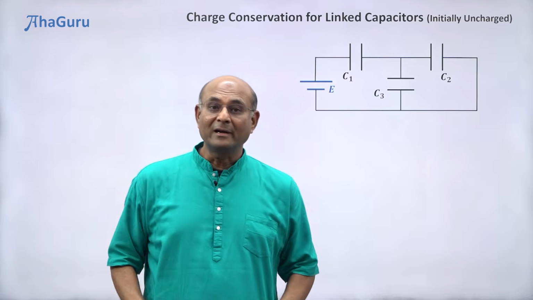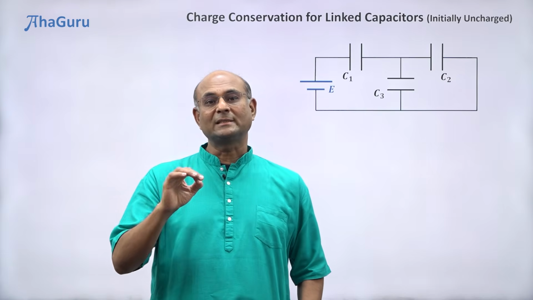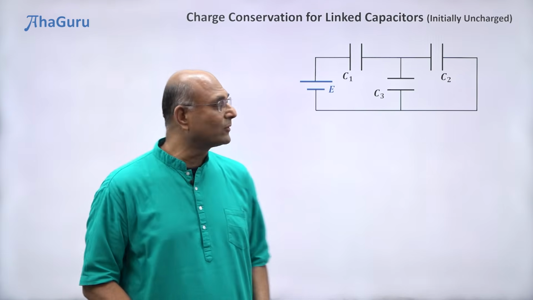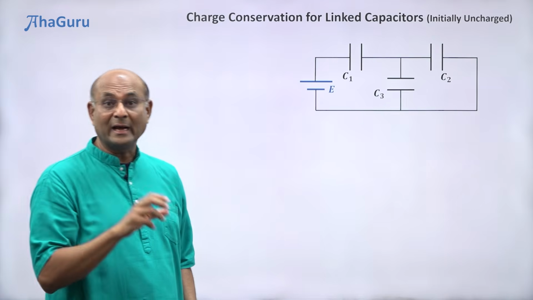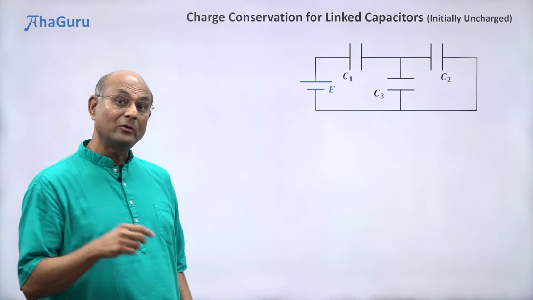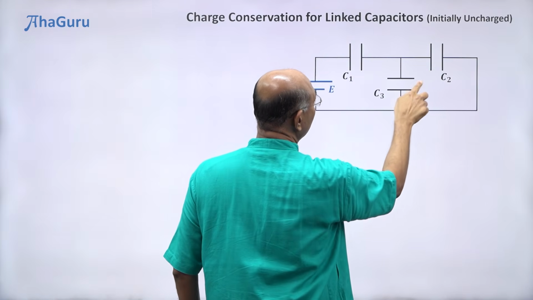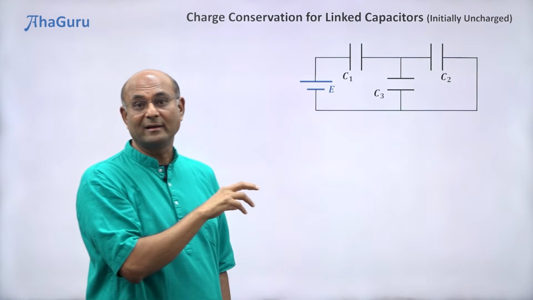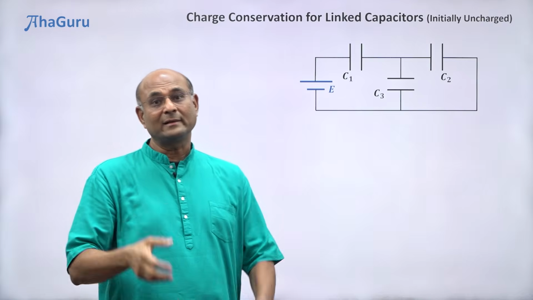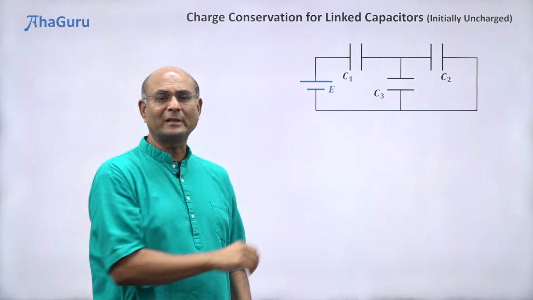Let us now learn how we can use charge conservation to find out the charges on linked capacitors. Okay, so let us look at this circuit. C1, C2, C3, they are linked capacitors. How do I know they are linked capacitors? Whenever you can draw a loop like this, where everything is inside and there is no path outside, that means these capacitors are linked capacitors. We will come to that in a minute.